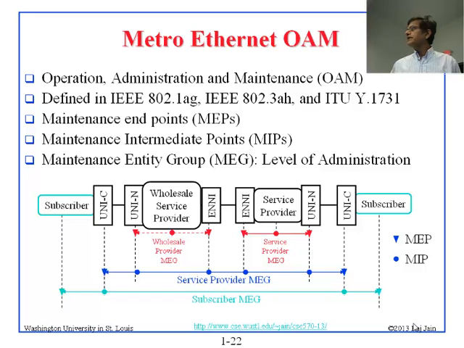That is called subscriber MEG, maintenance entity group. That is the level of administration. Subscriber really cares for the performance from here to there. If you have one office in St. Louis and one in Kansas City, you care for the whole end-to-end. Right?